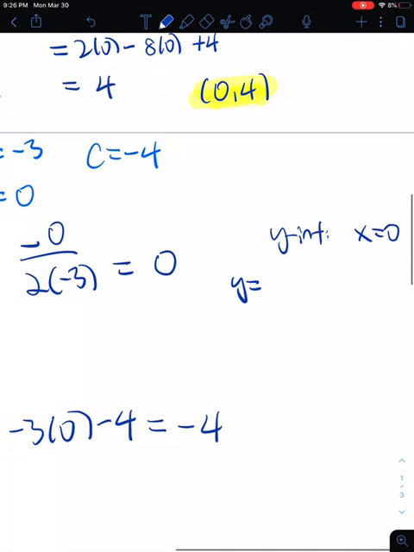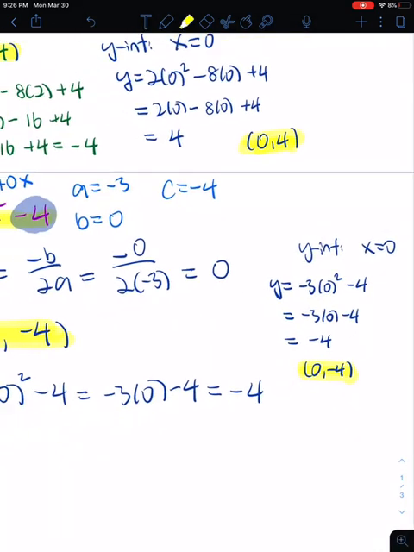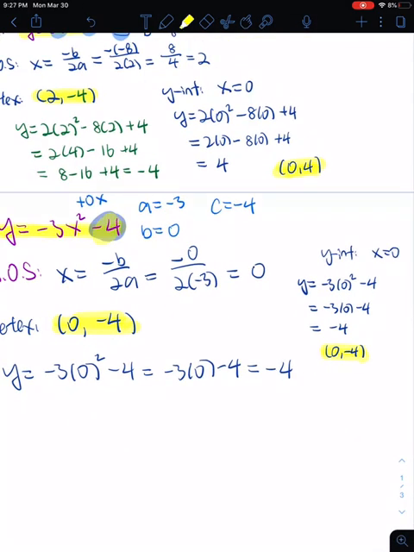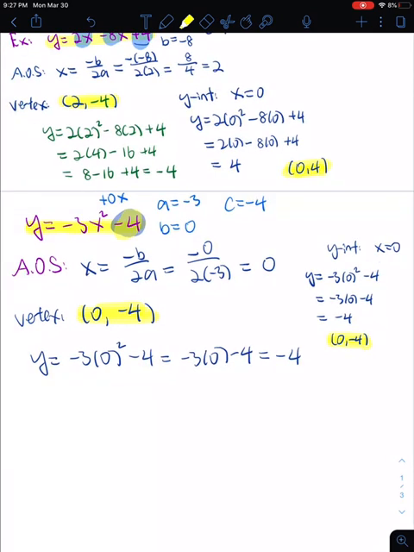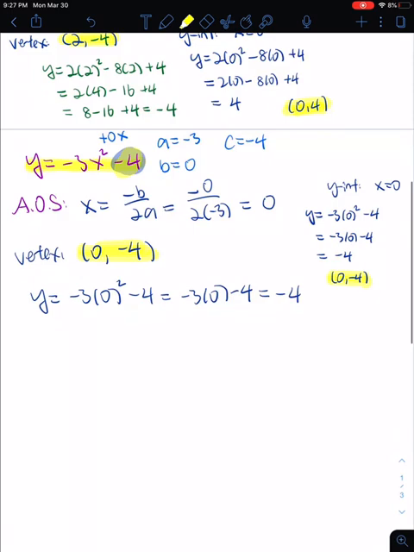So I get y is equal to negative 3x squared minus 4. So negative 3, 0 squared, minus 4. And again, we're going to get a 0 here. Negative 3 times 0 is 0. Minus 4 is negative 4. So again, we see that what we found before, the pattern is the same still. So our C value, which is again over here with negative 4, that's always going to be my y-intercept because everything before will cancel out to be 0 when we find the y-intercept.